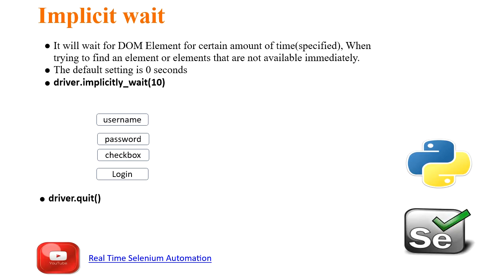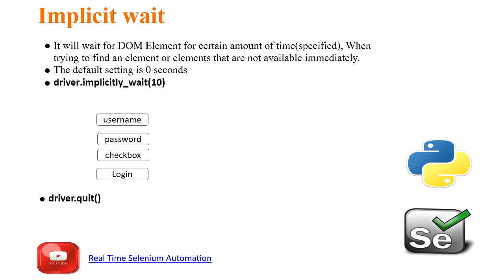With respect to driver, we have an implicit wait of 10 seconds and we have n number of web elements like username, password, checkbox and login. When the element is not available, the maximum time it will wait is 10 seconds. Once we specify the implicit wait time at the start of the driver, it will be the same for each and every web element till the driver is closed or quit.